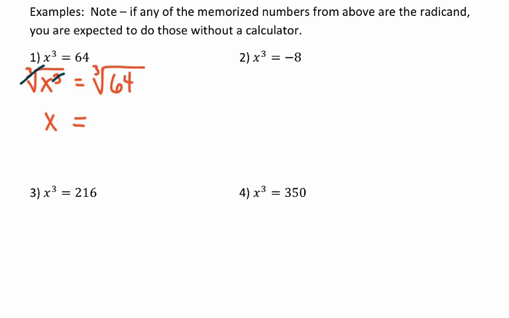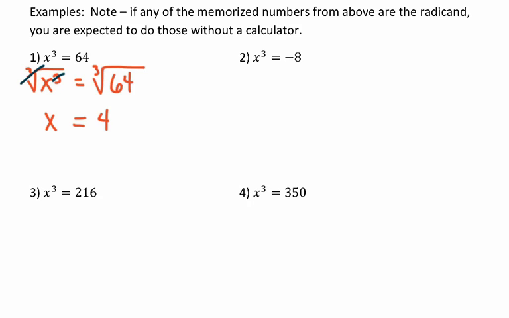Now 64 is one of those memorized numbers up top, and if you look, 4 to the third power equals 64, so therefore the cube root of 64 is equal to 4. And that's our answer. Let's move on to number 2.